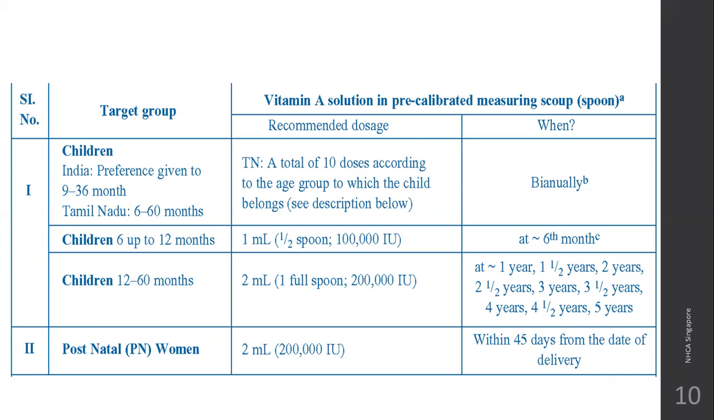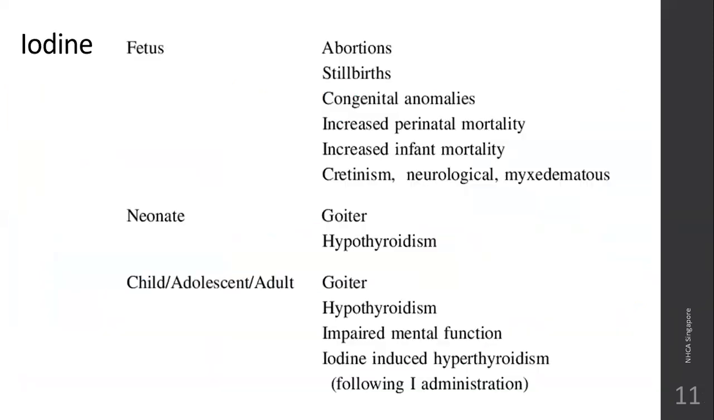Next comes, if a woman gets pregnant, after giving birth, within that 42 days after giving birth, 2 lakh international units of vitamin A should be given to the woman. This is the program.